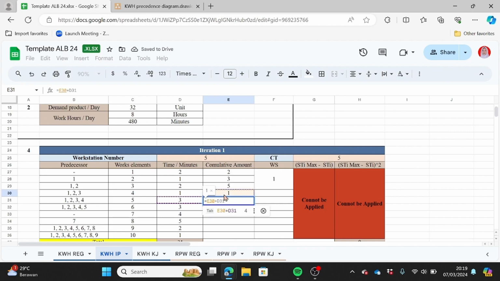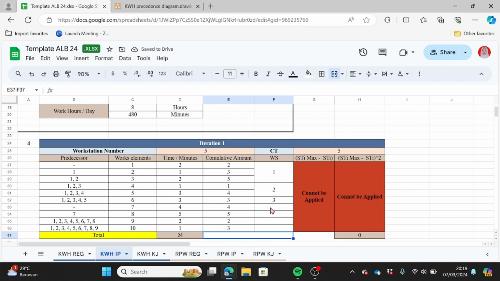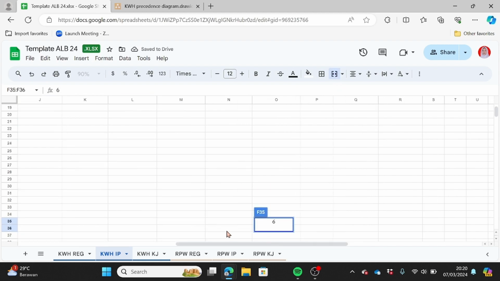1 plus 3. Okay. 3 plus 4. No. 2, 3, 4, 5. 2 plus 1. Okay, this is workstation 4, workstation 5, and workstation 6. Sorry.